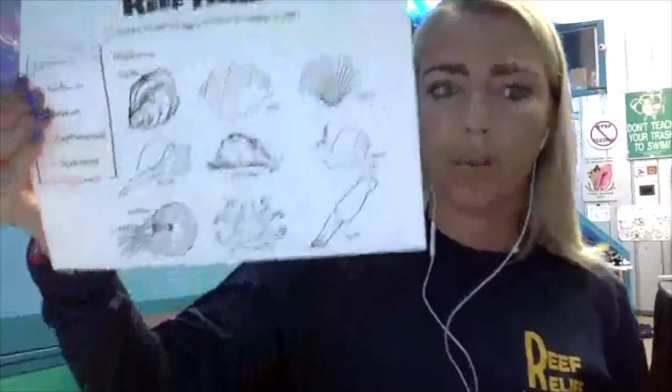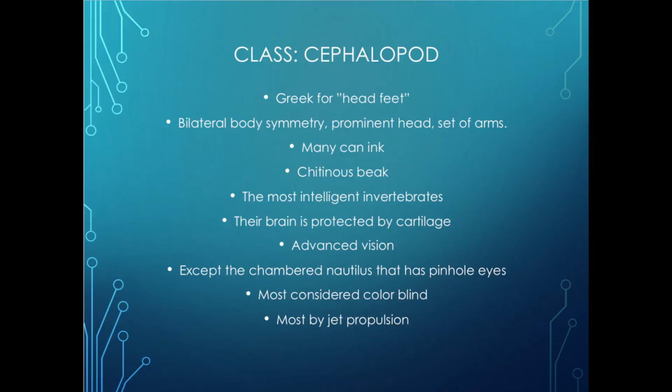Alrighty, so guys, the next class I'm going to talk about are the cephalopods. So hopefully you guys are able to fill out at least 2 of these now. We're going to move on to cephalopods. Cephalopod is Greek for head feet. They have bilateral symmetry. They have a head and a set of arms. So a big thing about these guys is they don't have tentacles. Your tentacles are your jellies, your corals, your sea anemones. These have arms, so we call them arms.